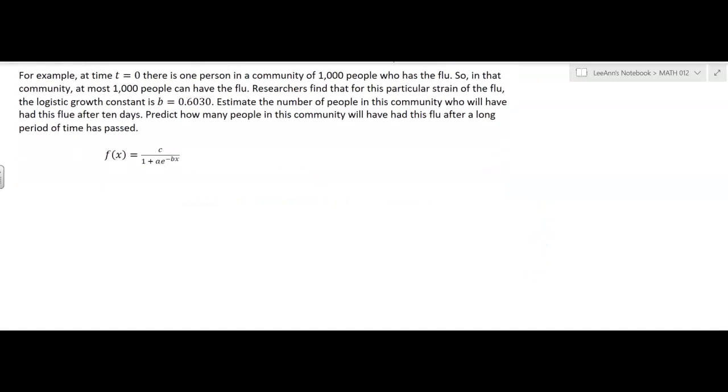For example, at time t equals 0, there's one person in a community of 1,000 people who has the flu. Okay, so the initial number of people having the flu, the C over 1 plus A, that is 1. That's how many people have the flu to begin with. C is 1,000. That's the limiting factor. Our community only has 1,000 people, so that's the most number of people that can have the flu.